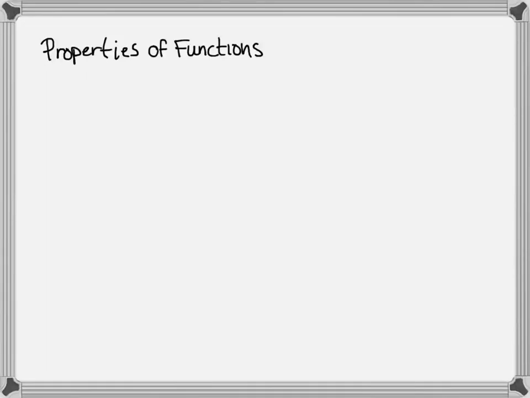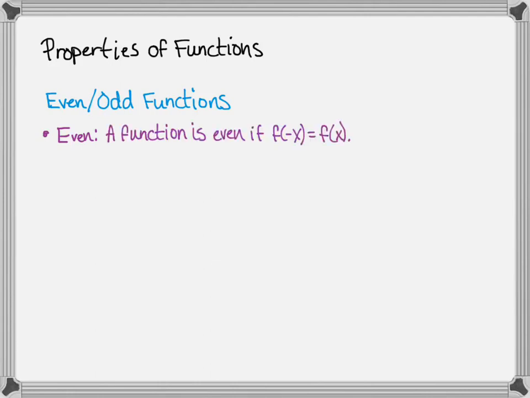Let's look at some more properties of functions. Let's determine whether a function is an even or odd function. A function is even if f of the opposite of x equals f of x. In other words, the graph of this function is symmetric with respect to the y-axis, where the y-axis is an axis of symmetry for the graph.